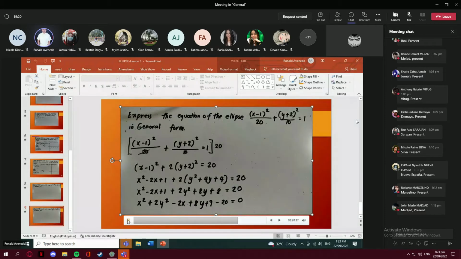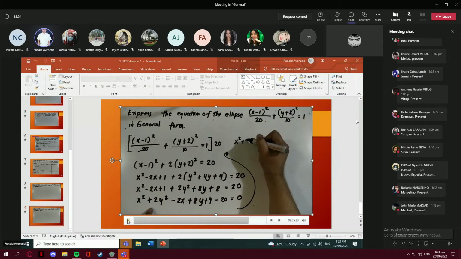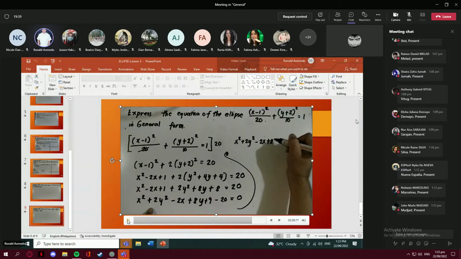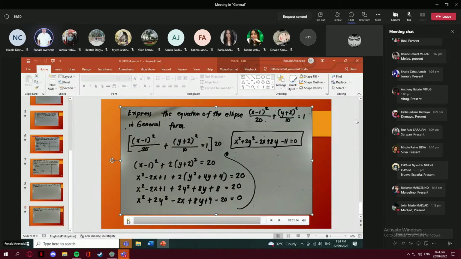Then simplify. This is x squared plus 2y squared minus 2x plus 8y, 9 minus 20 is minus 11 is equal to 0. Dapat pareho ito kanina sa sinolve na equation.